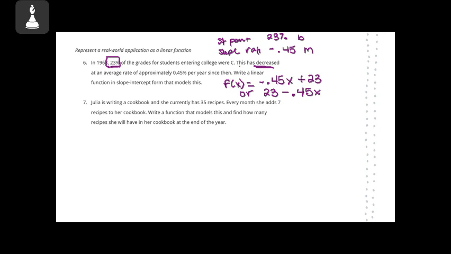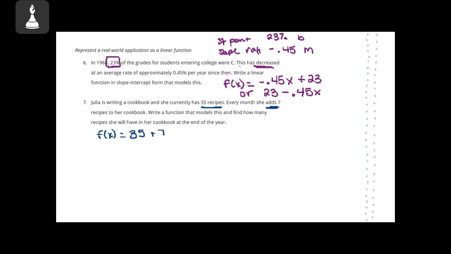Julia's writing a cookbook and she currently has 35 recipes. Every month she adds 7 recipes to her cookbook. Write a function that models this and how many recipes she will have in her cookbook at the end of the year. All right, well, if we start with our function, we start with 35. So she currently has 35 recipes and we're going to add 7 per month. So I'm going to add 7 and then x.